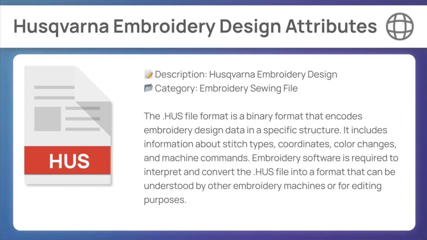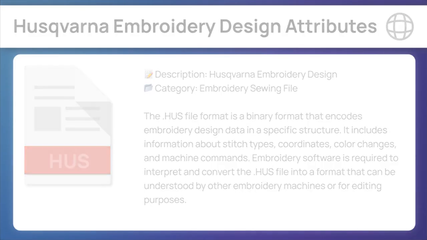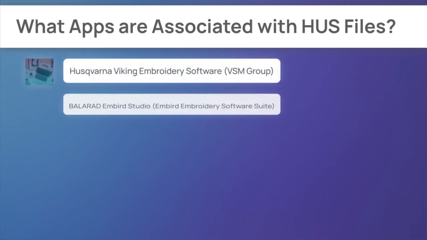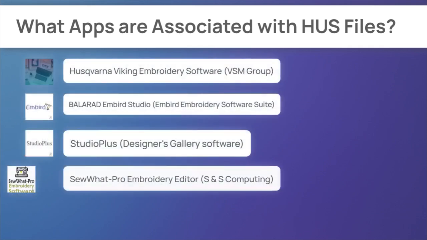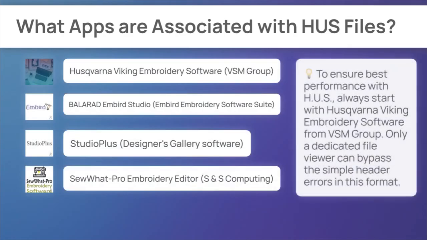Embroidery software is required to interpret and convert the HUS file into a format that can be understood by other embroidery machines or for editing purposes. Commonly, HUS files use Husqvarna Viking Embroidery Software developed by VSM Group. The basic data is there, but Windows cannot process the specific formatting tags required. Windows provides no meaningful design preview, so compatible embroidery apps are required.